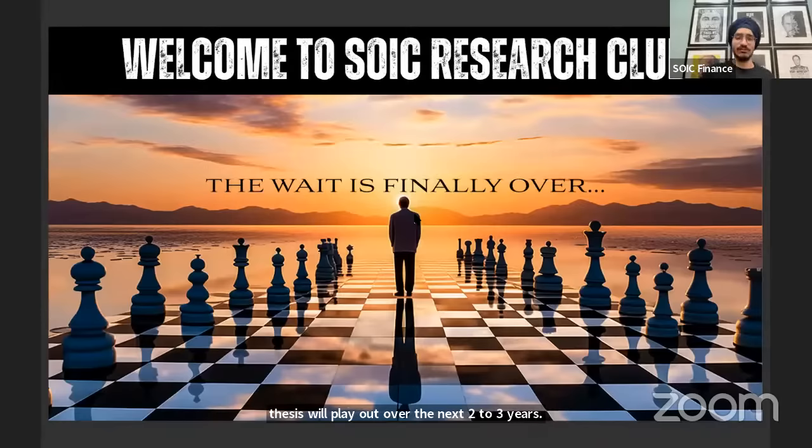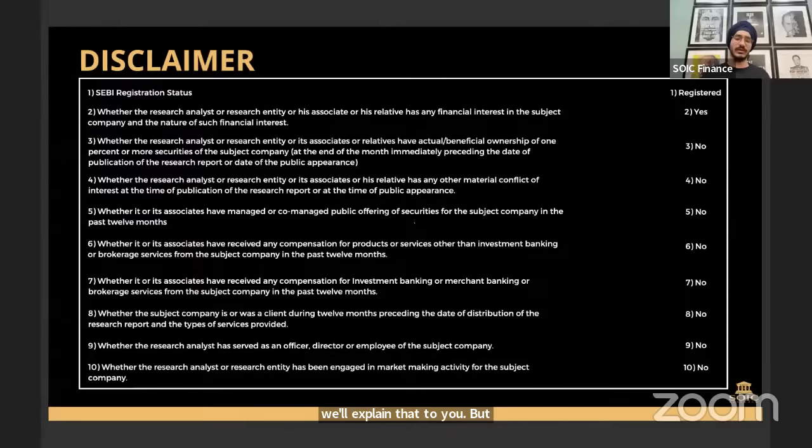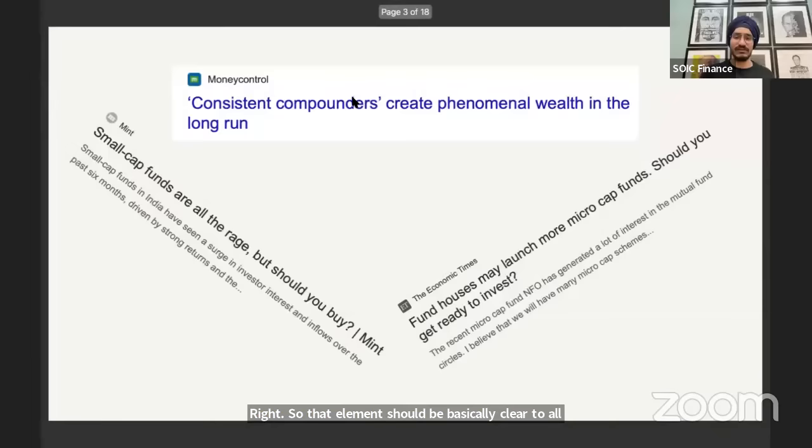But first, a standard disclaimer about what we are doing in both the products, and also just to let you know that we have full skin in the game because the majority of our own stock picking is done from the recommendation universe itself, right? So that element should be basically clear to all of you, those who are even trying to analyze these products.